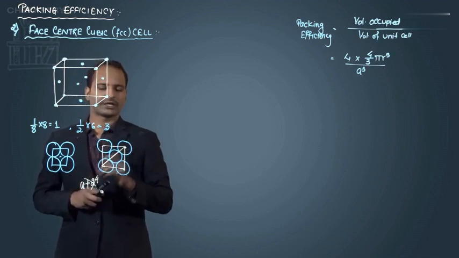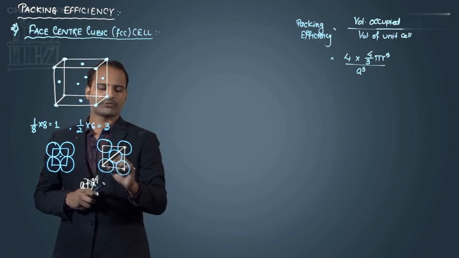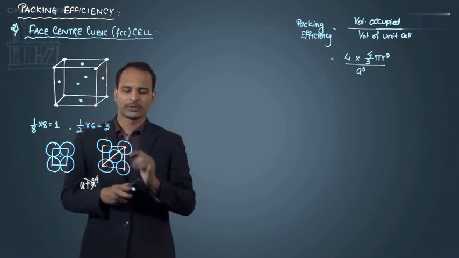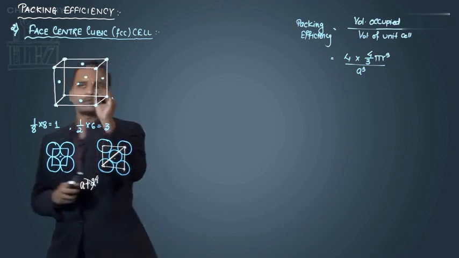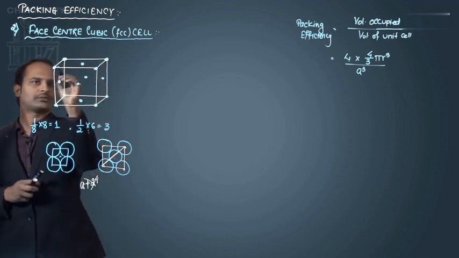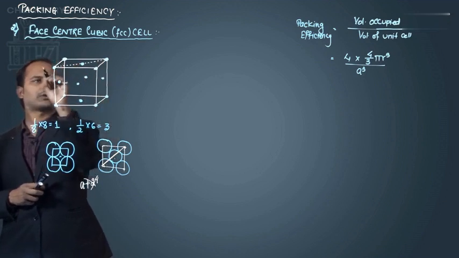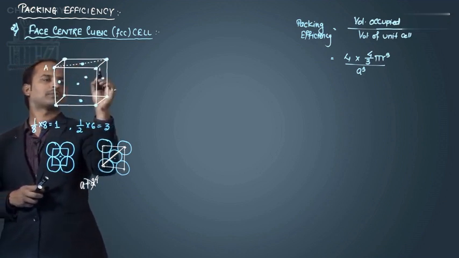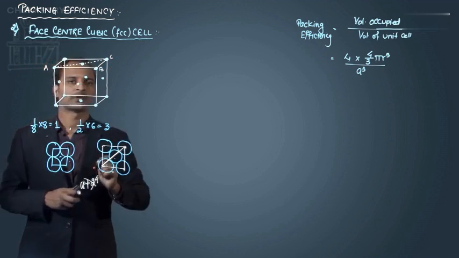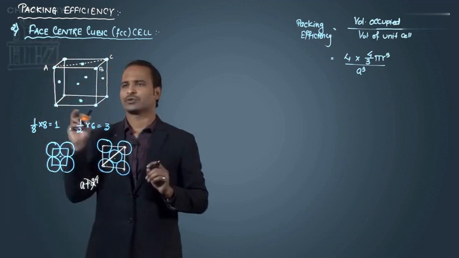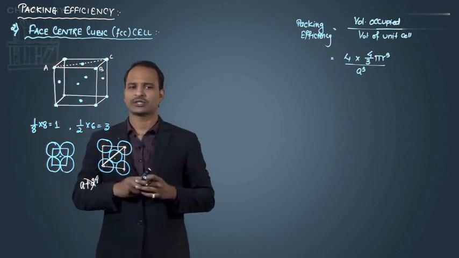So whatever particles fall on this line, they touch each other. We have three particles present on this line, and all three touch each other. The same line I can draw here. In this case also, this line is nothing but the diagonal of a face. I'm calling this point A, this point B, and this point C. So AC is a line along which whatever particles fall touch each other.